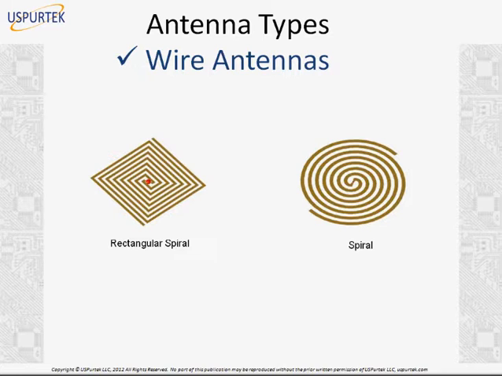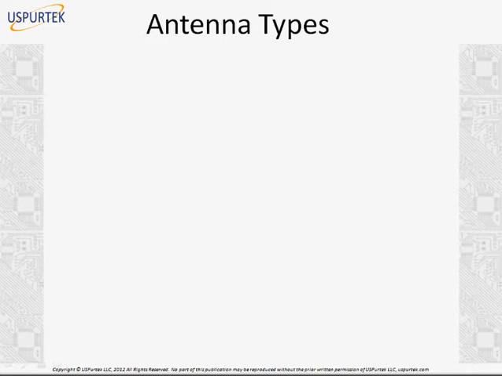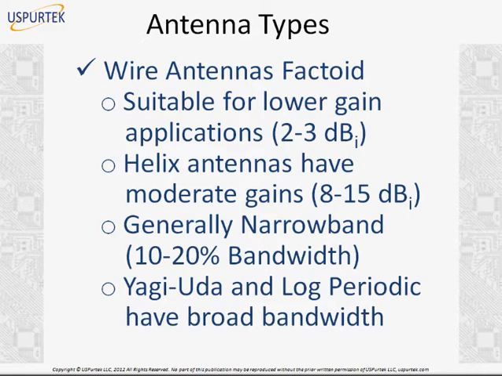Well, we have more wire antennas coming. Oh, now these are interesting ones. The rectangular spiral and the spiral. So here you fabricate these antennas on a printed circuit board, where within a small surface area you can achieve much longer lengths of antenna elements.